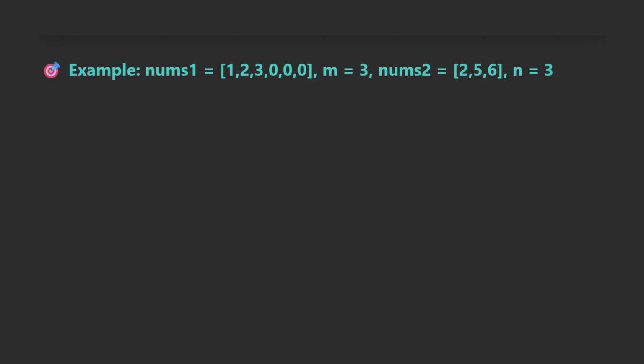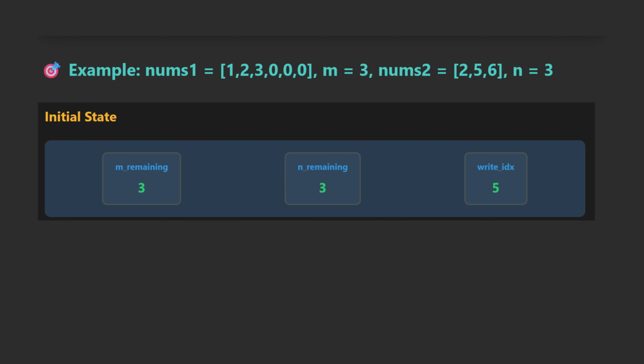this second array. Up top, you see our three main tracking variables. m remaining and n remaining are both set to 3, because that's how many elements we have left to process from each array. And our right index is at 5, pointing to the very last spot in nums1.